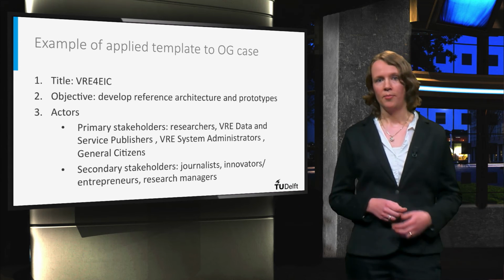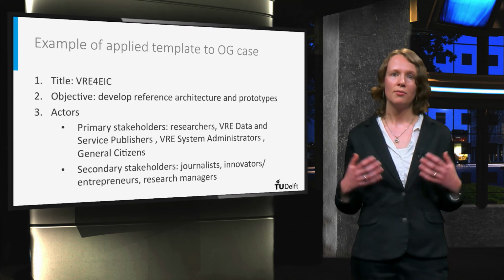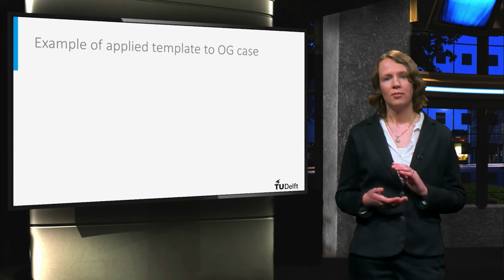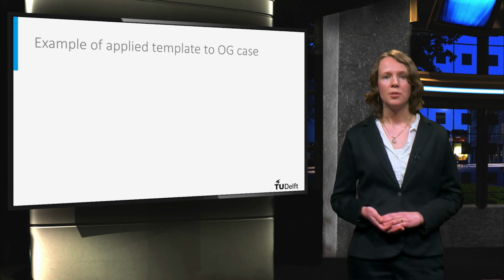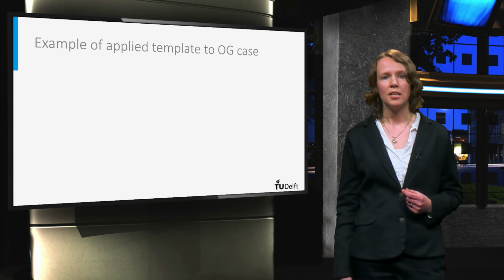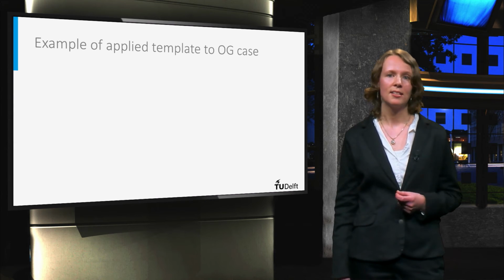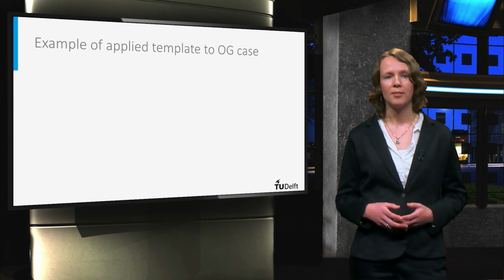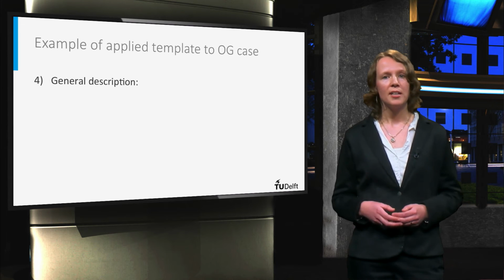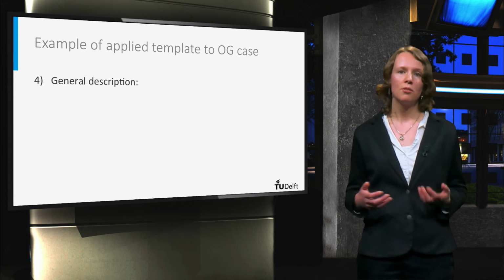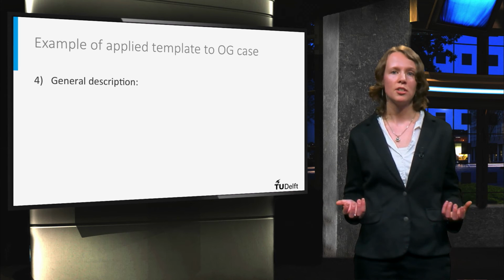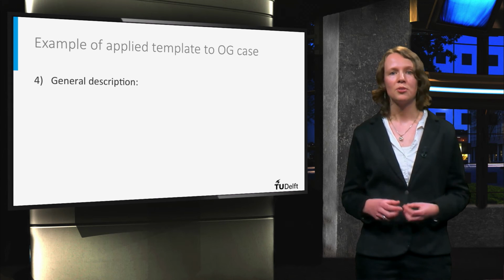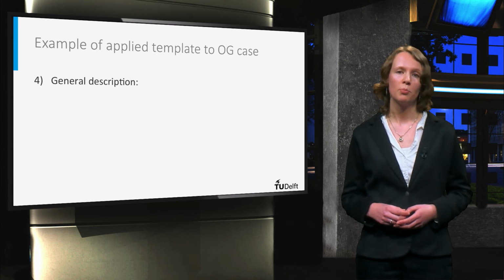Secondary stakeholders are, for instance, journalists, innovators and entrepreneurs, and research managers. With regards to the general case description, any governmental organization, but also researchers, citizens, and other data users can publish data and make this data available to the public. The VRE for EIC project provides a variety of technologies that can be used by researchers, citizens, and other actors to reuse governmental data, including several technologies mentioned in video 1.2 of this MOOC.